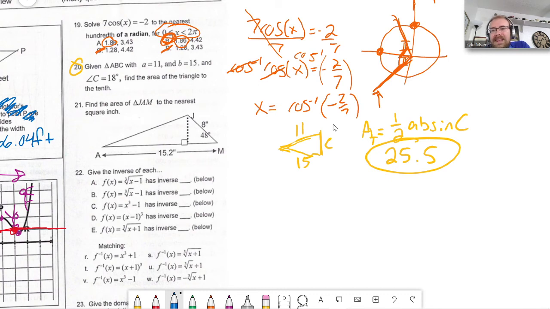22. Give the inverse of each. Okay. So A, B, C, D, E, and we need the inverse. Okay. Well, in order to do the inverse, you need to do two things. You need to switch the x and the y. F of x equals y. By the way, you want to switch the x and the y, and you want to solve for the other variable. It's currently solved for y. We want to solve for x.